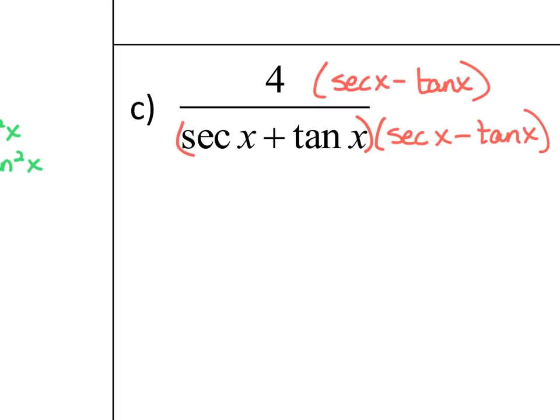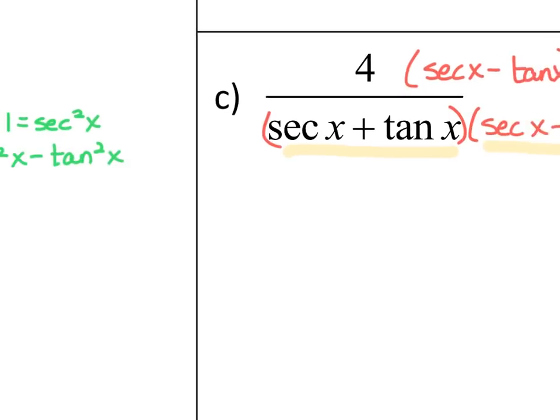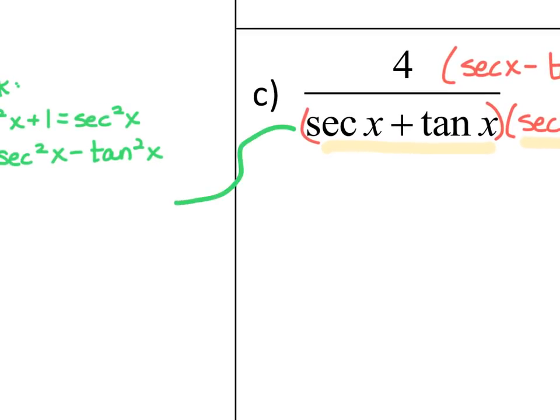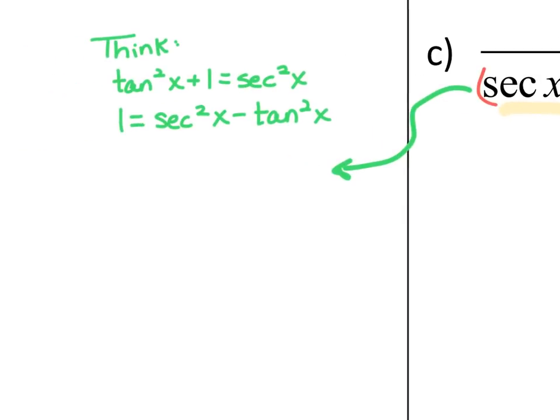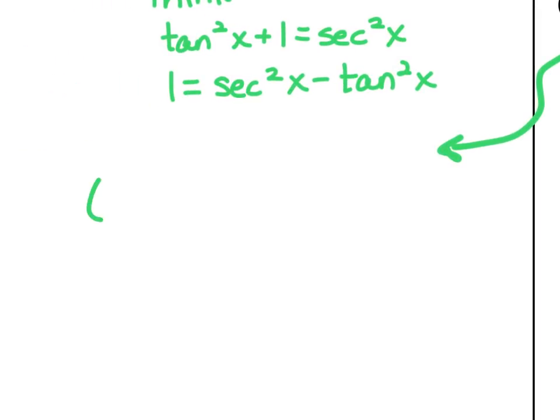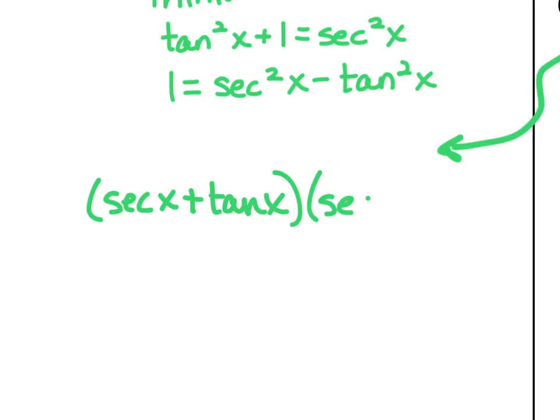if I multiply secant of x plus tangent of x times secant of x minus tangent of x, in fact, I'm going to write out that multiplication over here. Secant of x plus tangent of x times secant of x minus tangent of x.